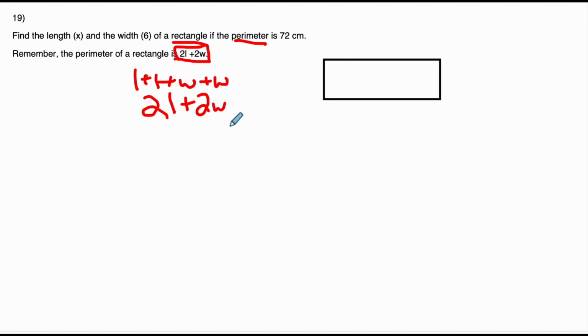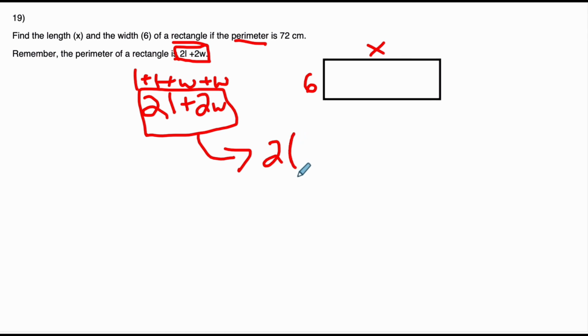All right, so let's plug in what we know. We know that the width is 6, and the length we don't know. So I would say your equation is going to be based off of this. You're going to have 2 times the length, so 2x, plus 2 times the width. And what should that be equal to? It should be equal to 72 centimeters.